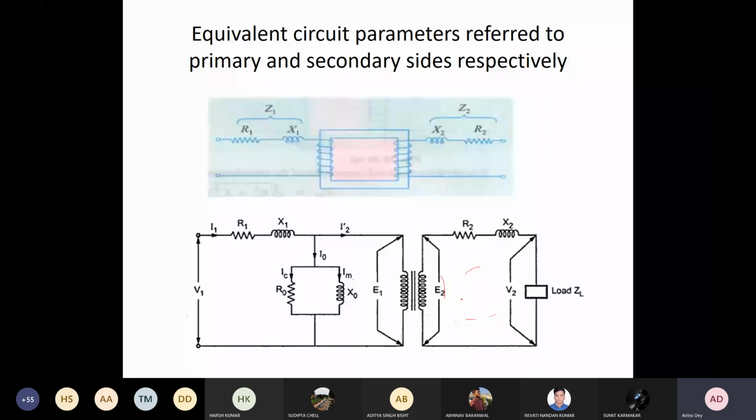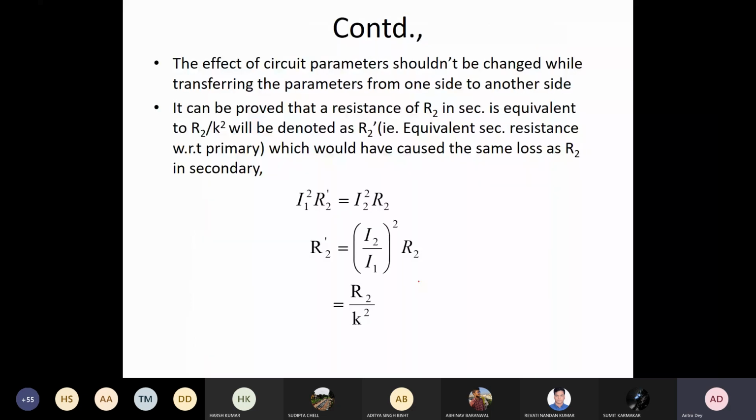Anyway, when we do not want to put this turns ratio, we can change the entire R2 and X2, which are in the secondary, in terms of the primary, and we can remove this turns ratio and draw like this. For that we need to do this exercise. Whenever we transfer the parameters from one side to another, from secondary to primary, or HV to LV, whatever you are trying to do, their effect should not be changed.